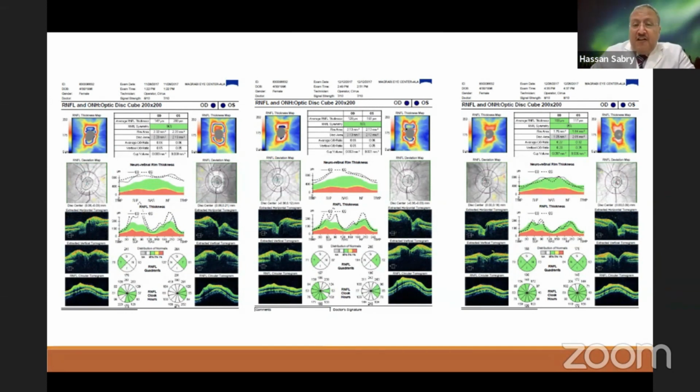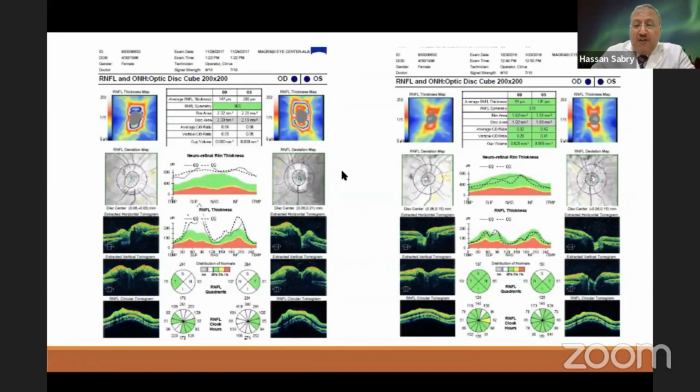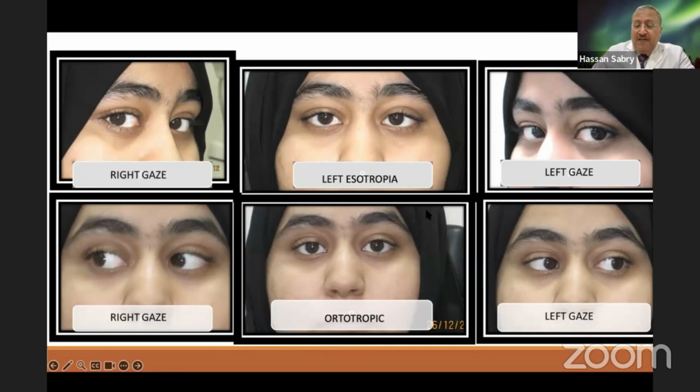And you can see the serial pictures of the OCT show improvement gradually until she became normal after nearly 1 month. These are the photos pre and post medication.